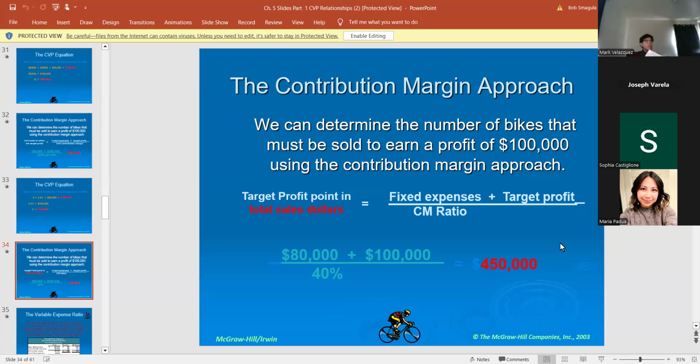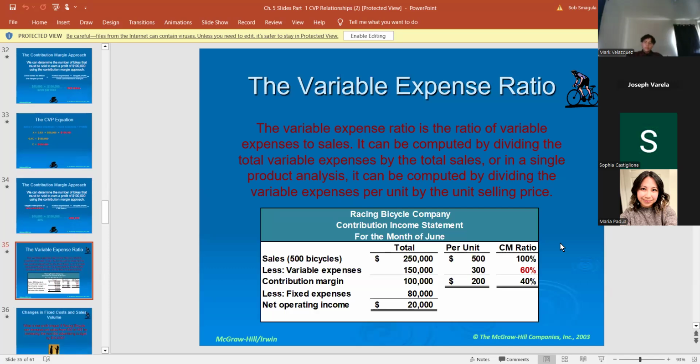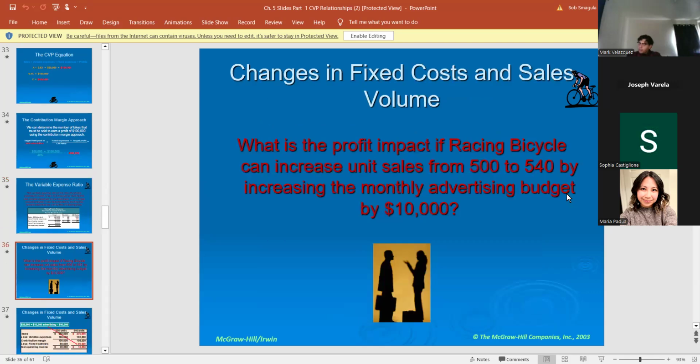Break-even analysis. Talk about the variable expense ratio. 60%. That's going to be 60% whether we sell one or a million. We always think in terms of per units when we're talking variable cost. The variable cost ratio is the ratio comparing it to sales. 300 divided by 500 equals 60%. It can be computed by dividing the variable expenses by the selling price. No difficulty there, I hope.